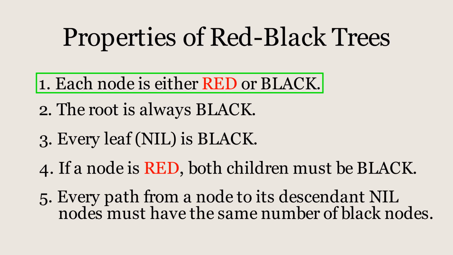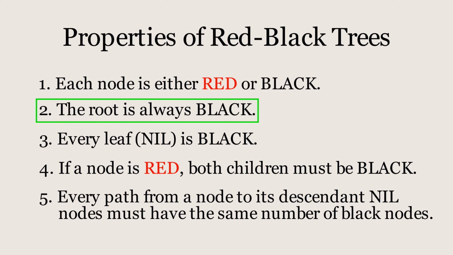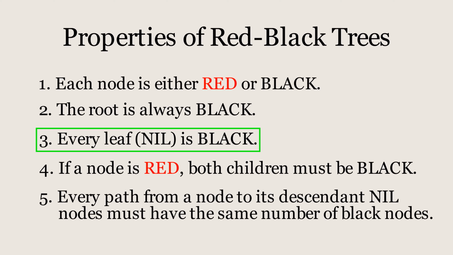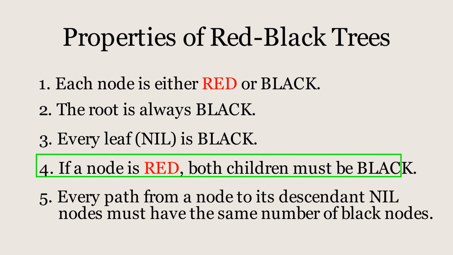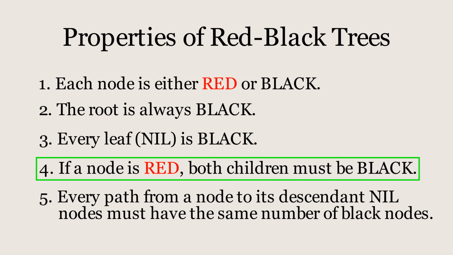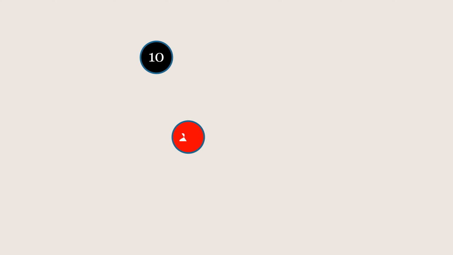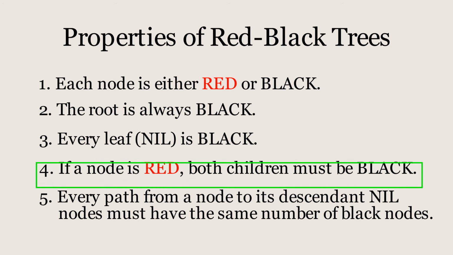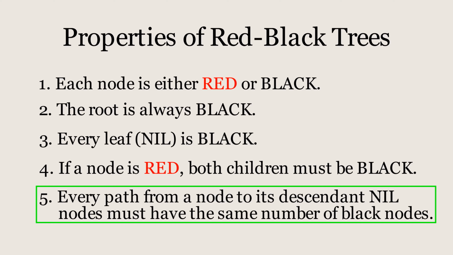First, we have already discussed that every node is either red or black. Second, the root node should always be black. Next, the nil nodes are always black. Furthermore, if a node is red, both of its children must be black. This means that a red node cannot have a red child, which prevents 2 adjacent red nodes from existing in the tree. Lastly, every path from a node to its descendant nil nodes must contain the same number of black nodes, ensuring that the tree remains balanced in depth.